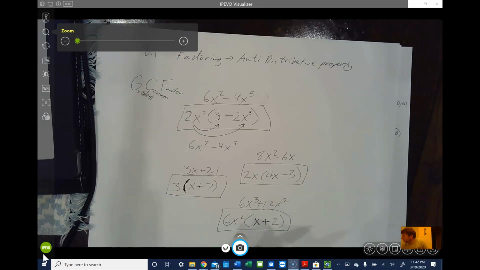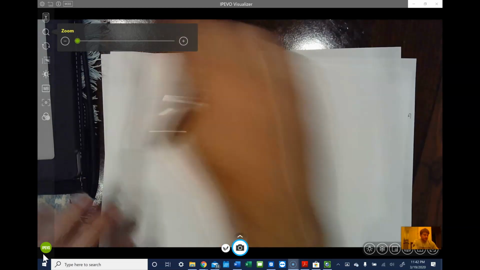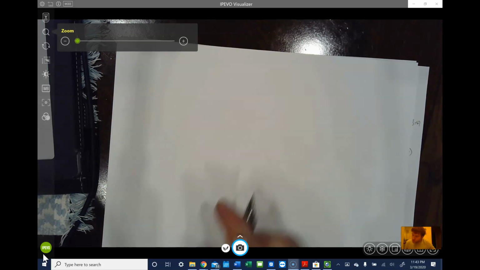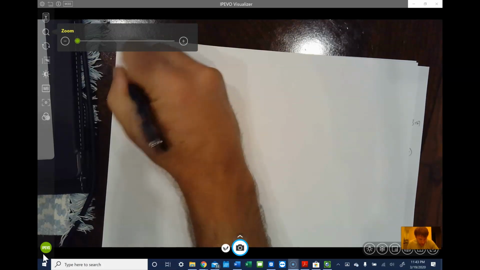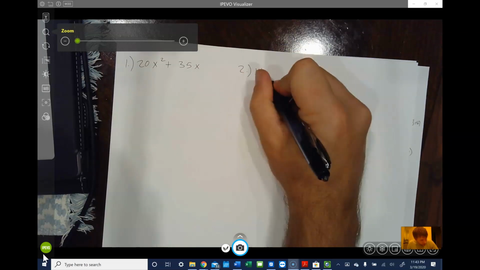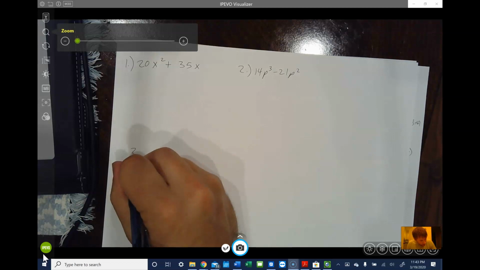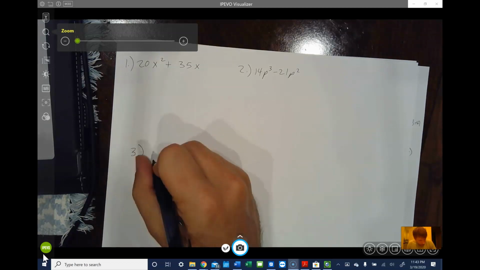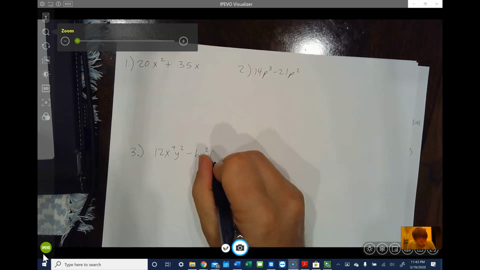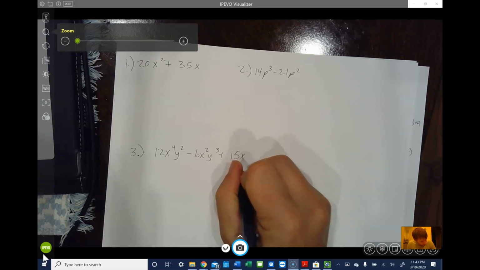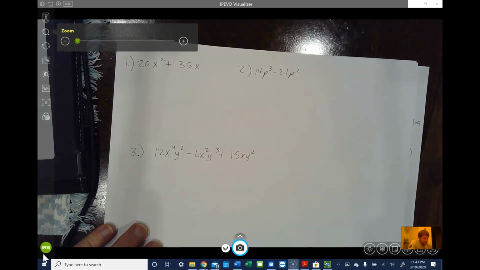Alright, let's do a few more of these. The more examples, the better. Let's do 20x squared plus 35x. Let's do that one. Let's do 14p cubed minus 21p squared. Let's do a harder one. Let's do 12x to the fourth y squared minus 6x squared y cubed plus 15xy squared. Okay, go ahead and hit pause and try to do these on your own.